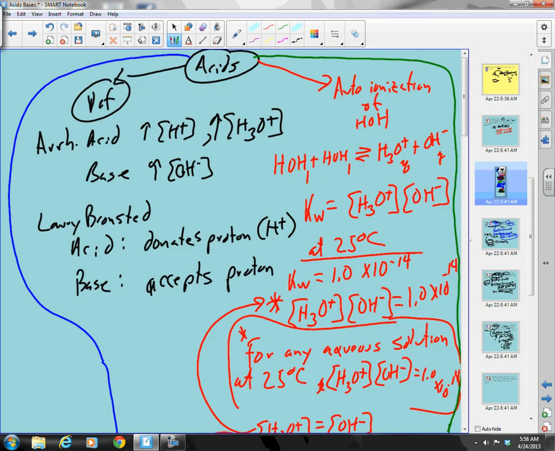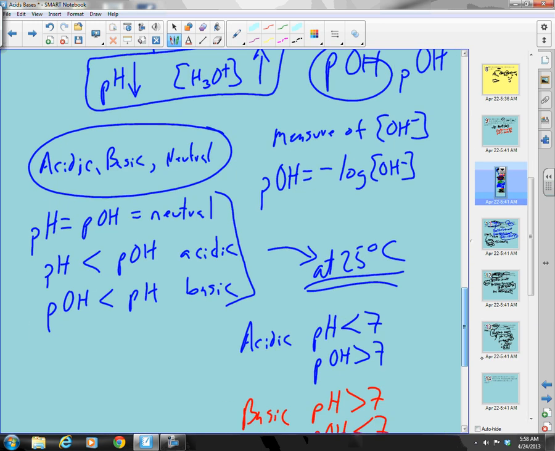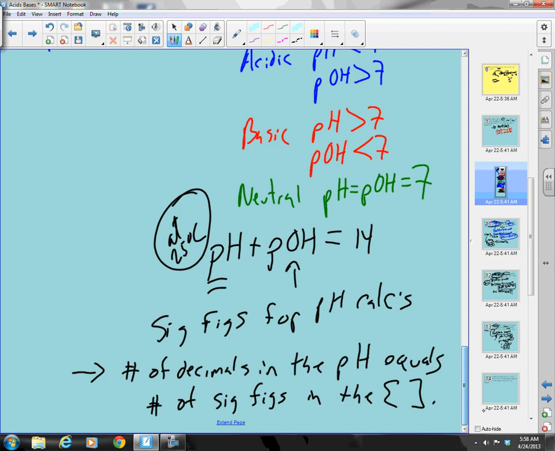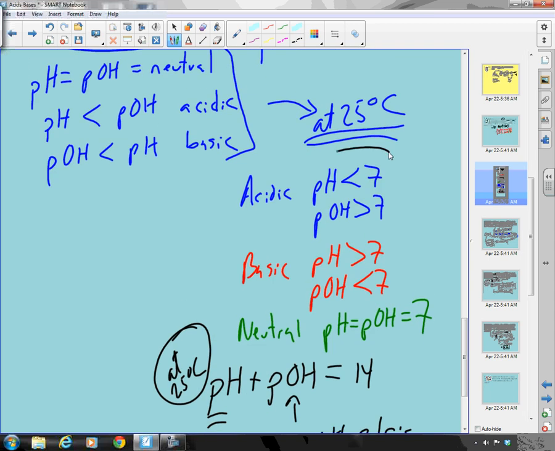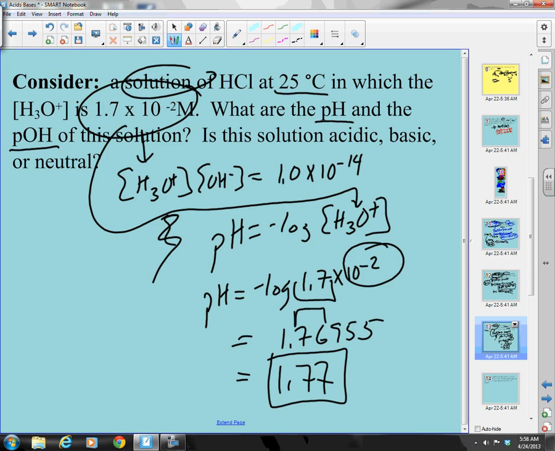Is this acidic, basic, or neutral? We go back to our notes. What did we say? Right, the important stuff. When pH is less than 7, it is acidic. This is 1.77. Wow, that's very acidic. Got it? Great. You all try this one.